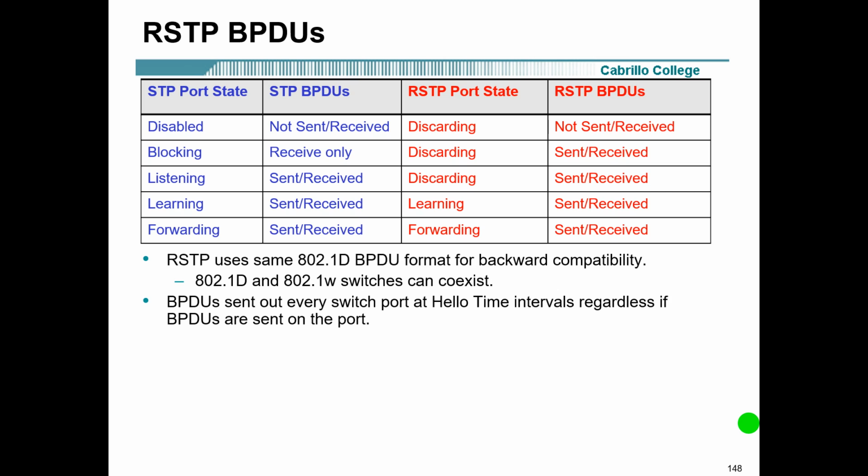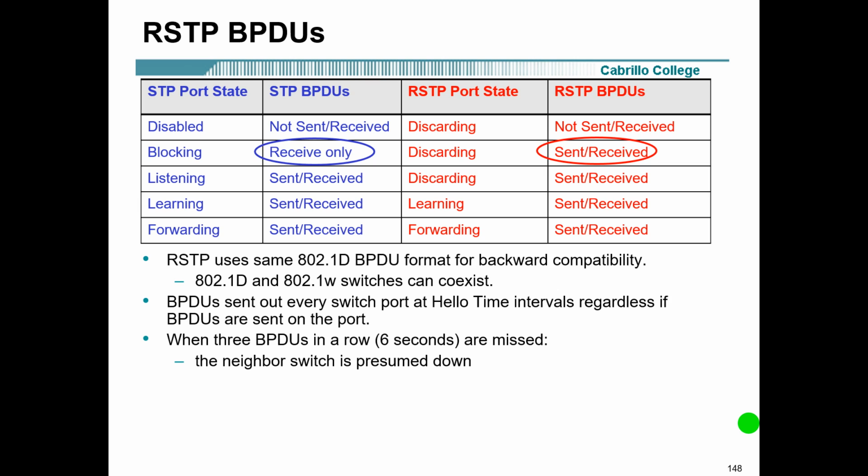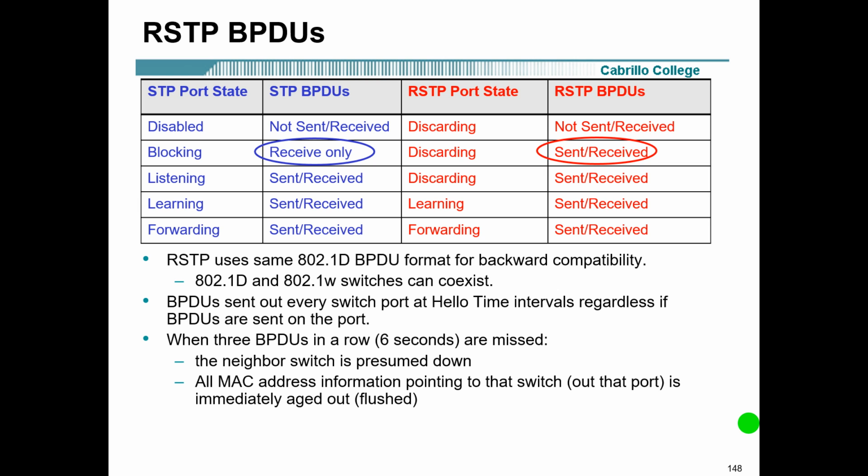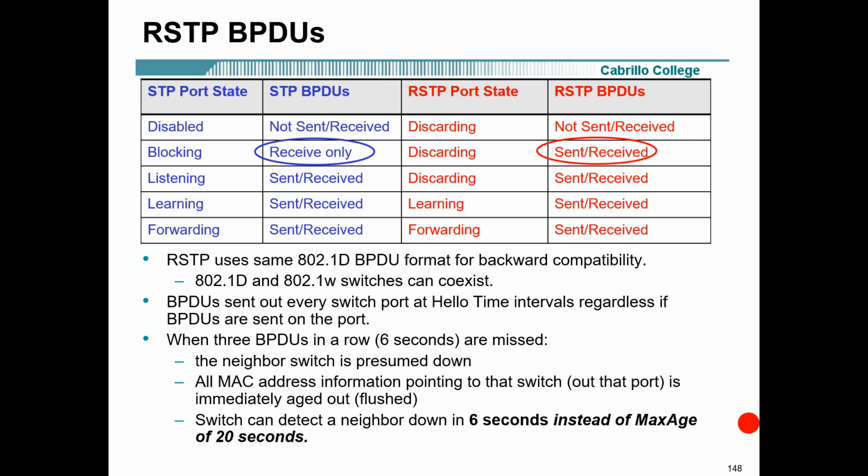RSTP uses the same BPDU format for backwards compatibility, so they can coexist. BPDUs are sent out every switch port at hello timer intervals, regardless of whether BPDUs are received on that port. When 3 BPDUs in a row, or 6 seconds, are missed, the neighbor switch is presumed down. All MAC address information pointing to that switch or at that port is immediately aged out or flushed. Switches can detect a neighbor down in 6 seconds instead of a max age of 20 seconds.